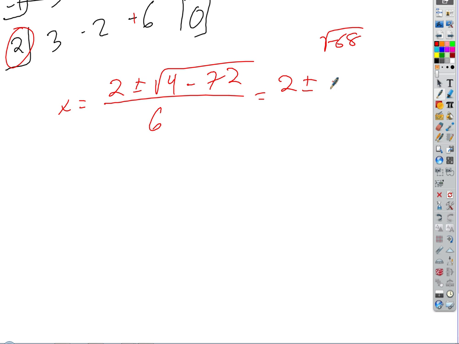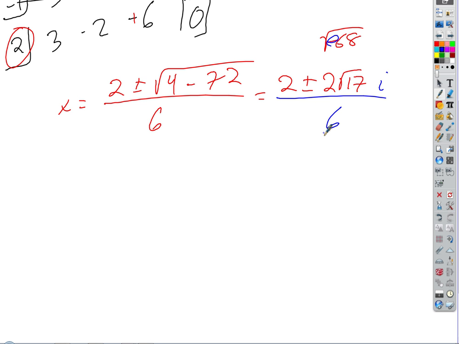So what's that going to make this when I simplify the radical? 2 times the square root of 17. And what about that negative? Right? All divided by 6. And so now, Ruby, what am I going to do? How am I going to simplify those answers?